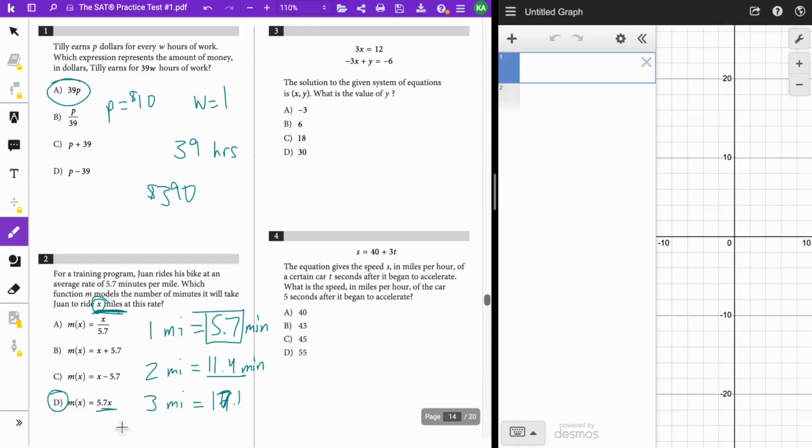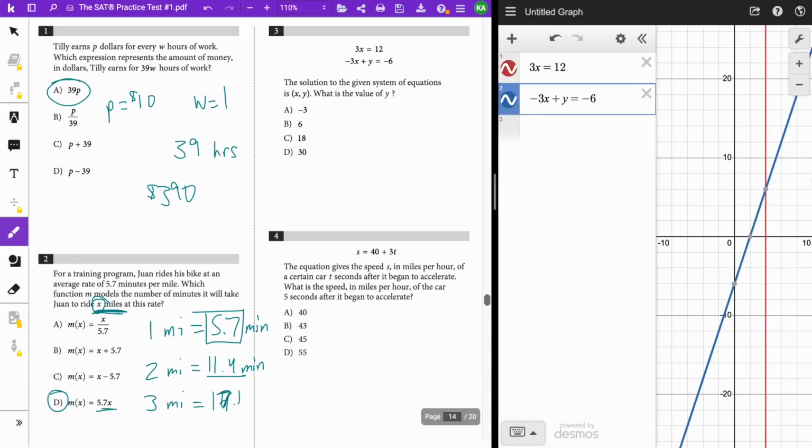The third one, this is the first one where we can use Desmos. It's a system of equations. I'm just going to start by typing it in exactly as I see it, and we can see that the intersection point, which is the solution, is 4, 6, but they want the y value, so it would be positive 6, B.